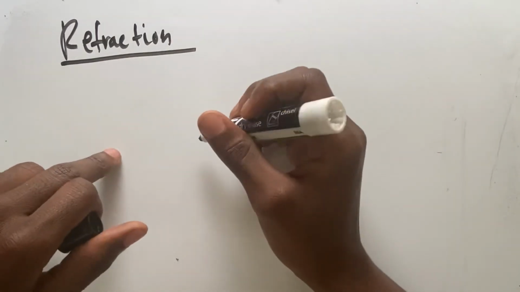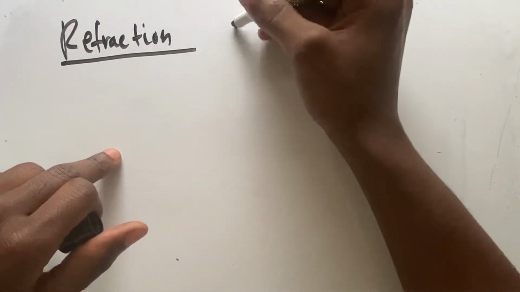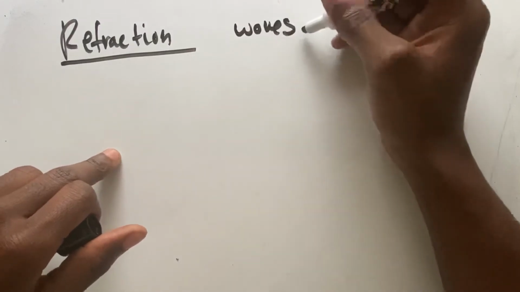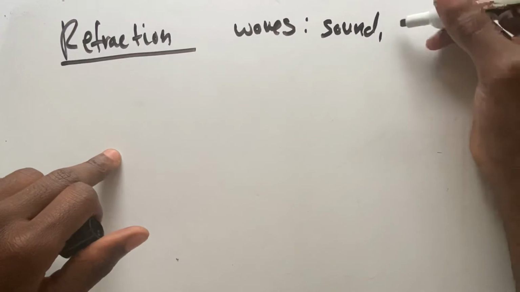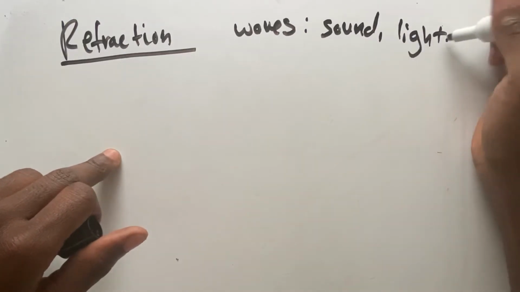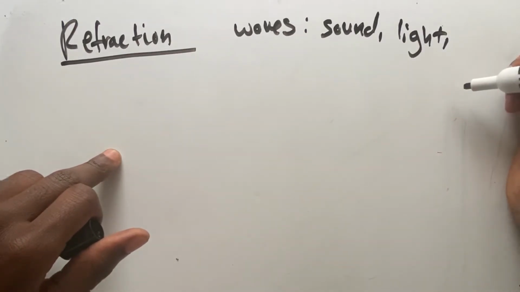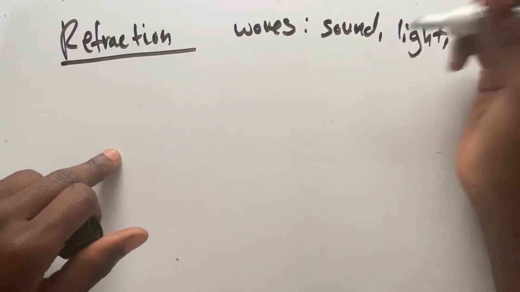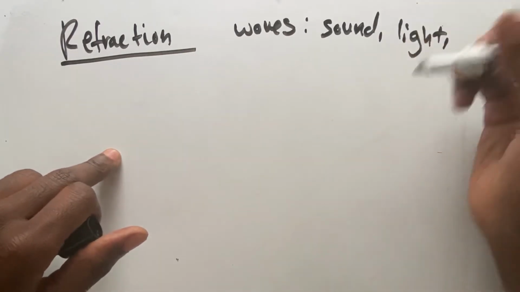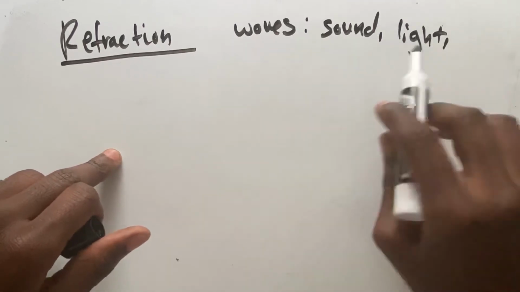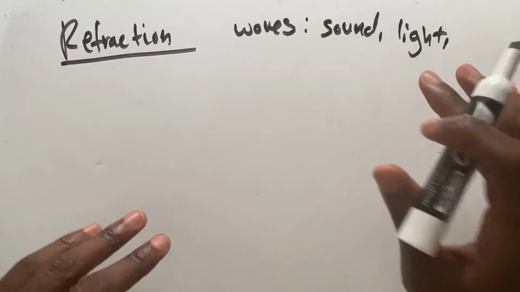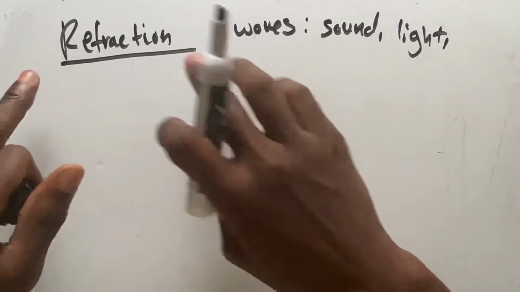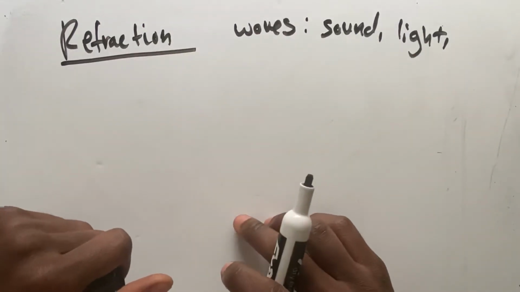And so let's list out some waves, actually. We know sound is a wave, right? Light is a wave. Well, let's focus on these two, because these are just good examples to use. So let's use light. I think light is a little bit easier to understand when it comes to refraction.